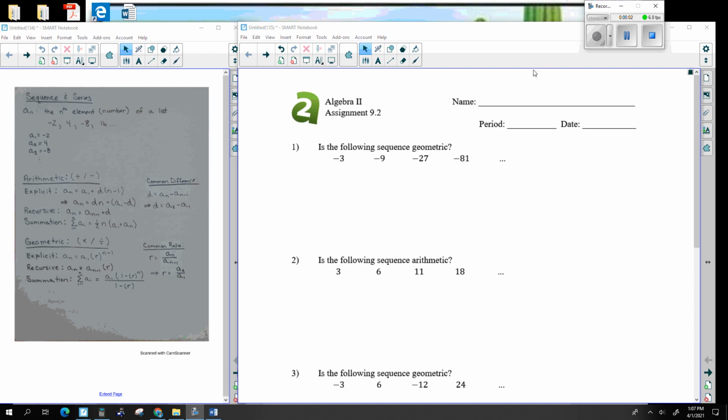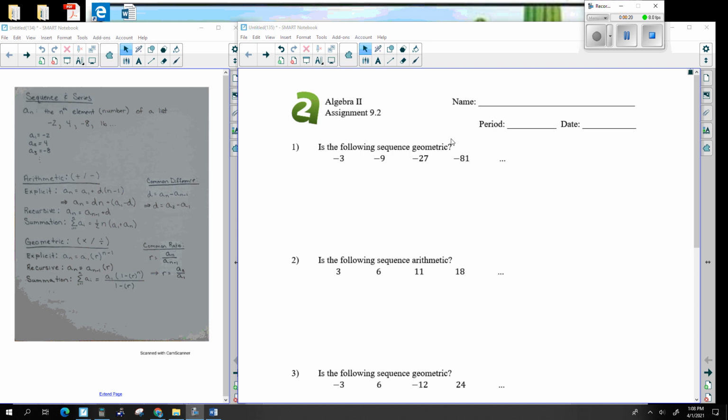Okay, here we go with assignment 9.2. So wrapping up what we talked about in the last video, we talked about arithmetic sequences, which is sequences in which you add to get to the next number. Okay, so you add the same number over and over and over.